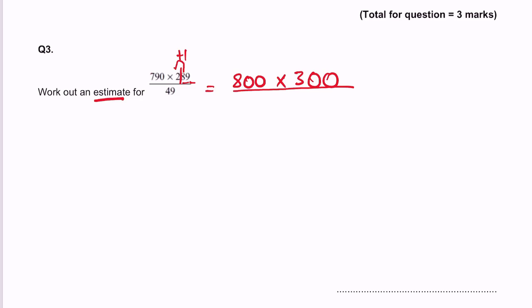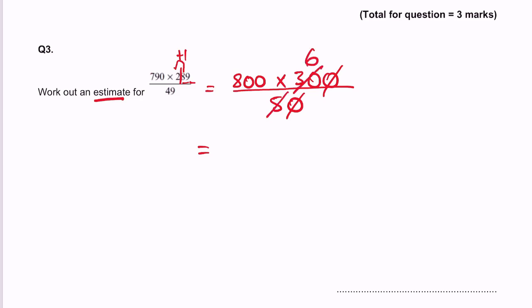And 49 rounded to one significant figure is 50. Now let's go ahead and do the calculation. So we can divide top and bottom by 10. Usually cross out the zeros, which is the easiest way to do it. And then 5 goes into 30 6 times.